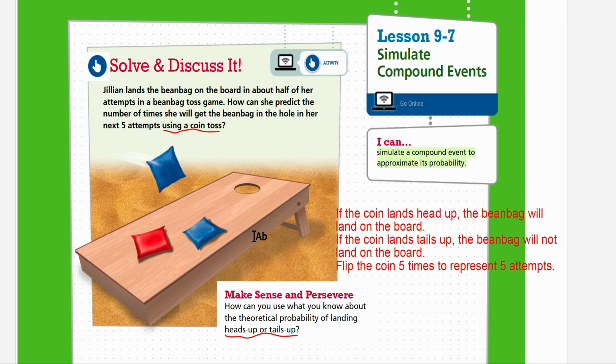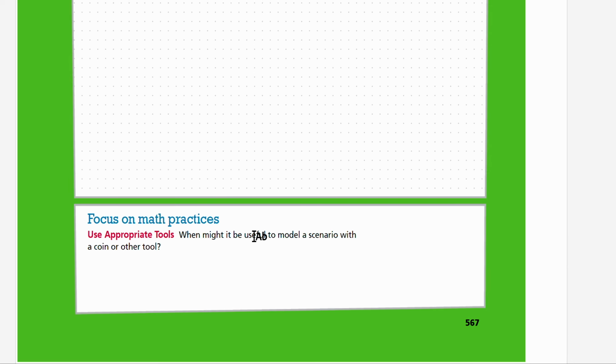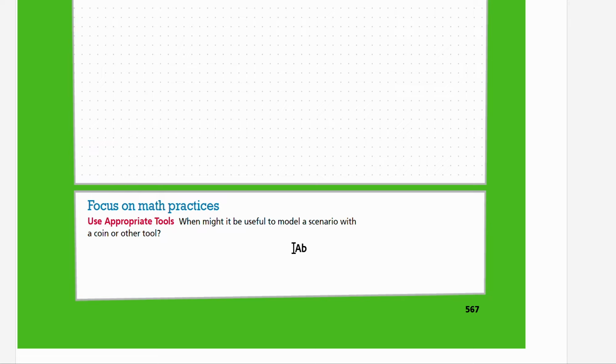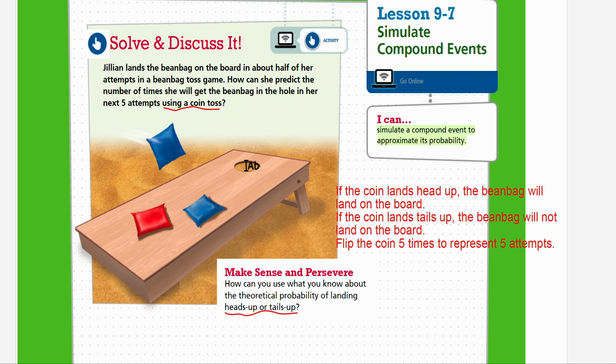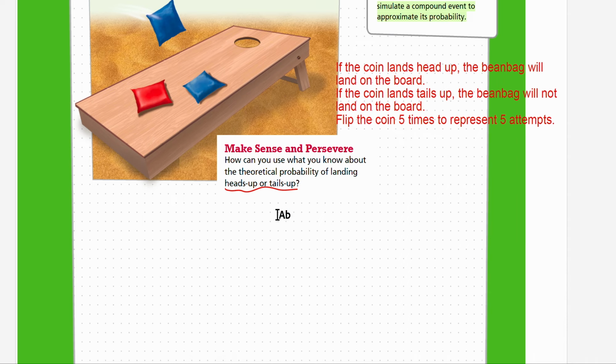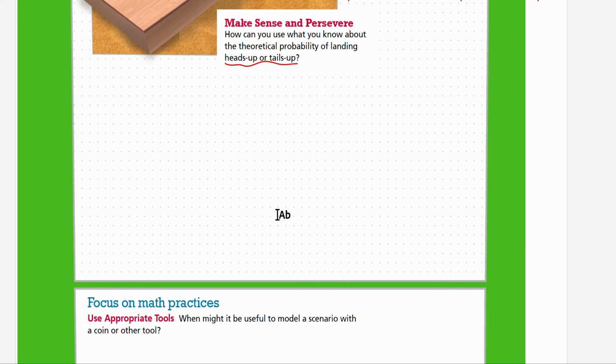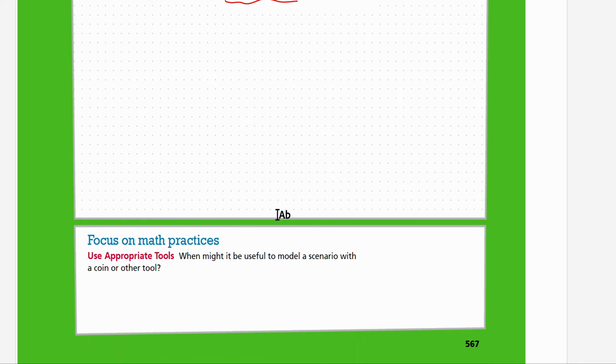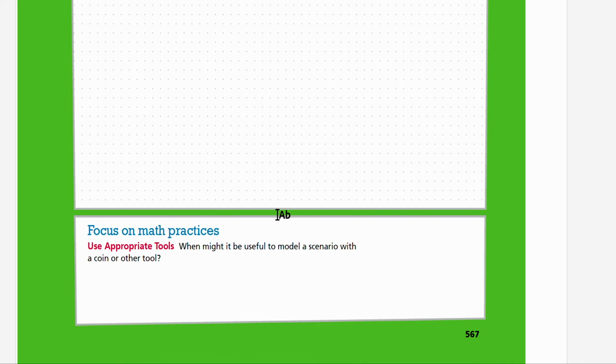Okay, good. So let's focus on math practices. When might it be useful to model a scenario with a coin or other tool? When it's easier to use the coin. When is it easier to use the coin or other tool? So in this case, we're using a coin toss because there are 2 different outcomes, and that's very similar to a coin toss. So it might be useful to model a scenario when it's easier to use the coin or other tool to generate results than to actually toss the beanbag like that, right?